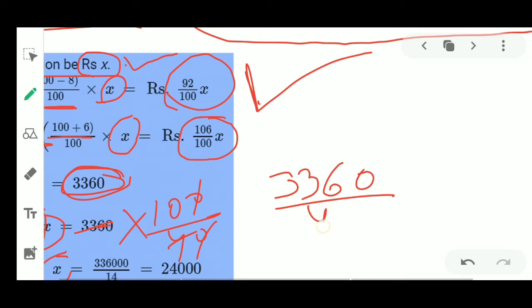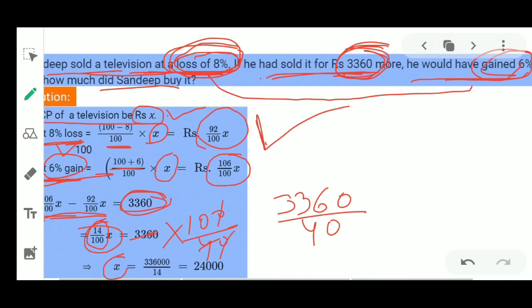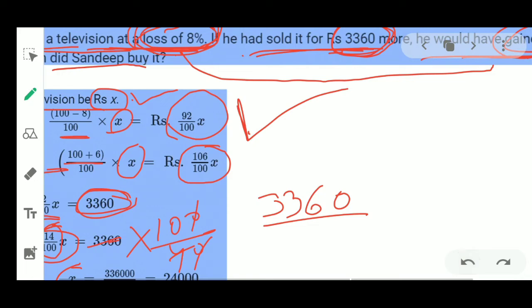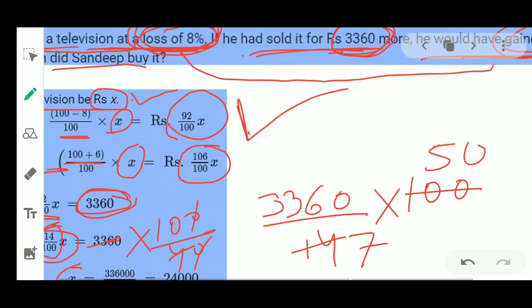So 3360 by 14, multiplied by 100. Okay, so 2 7s are 14, then 7 4s are 28, now we have 56. So 7 8s are 56, then 0.